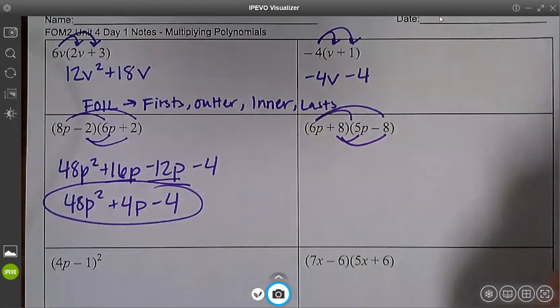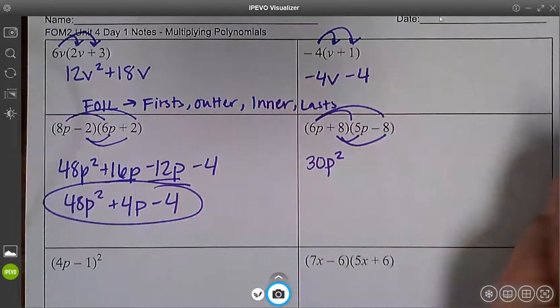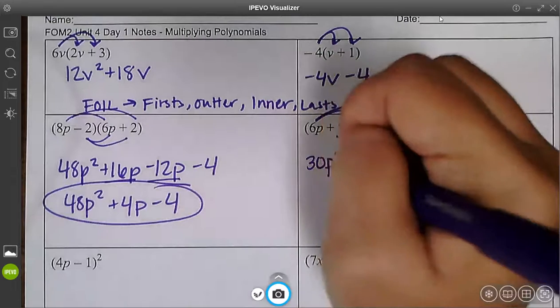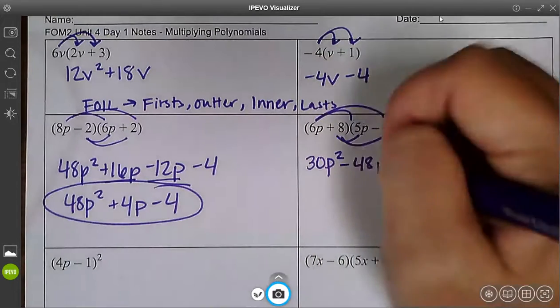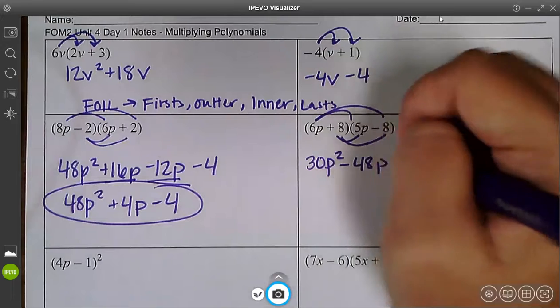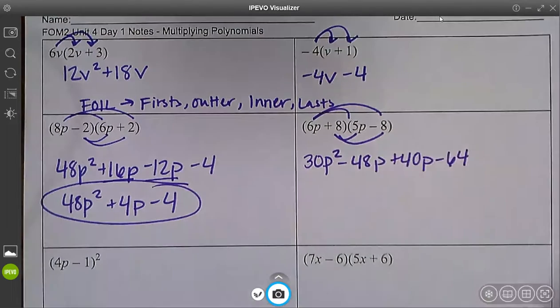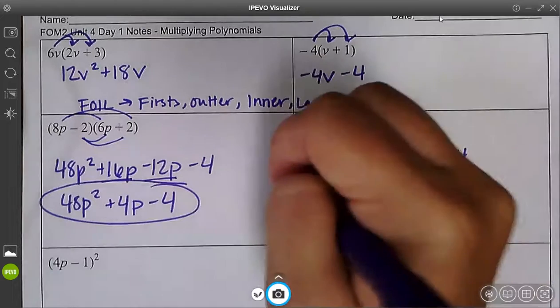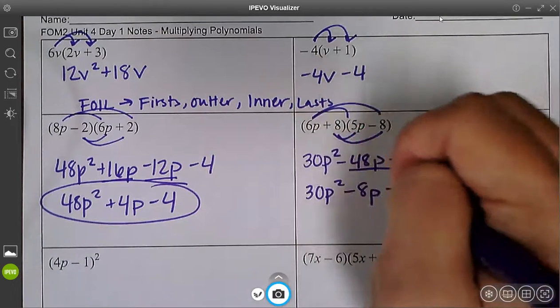With the next one, 6p times 5p, 30p squared. 6p times negative 8, negative 48p. 8p times 5, or 8 times 5p is 40p. And 8 times negative 8 is negative 64. Combine your like terms. 30p squared minus 8p minus 64.